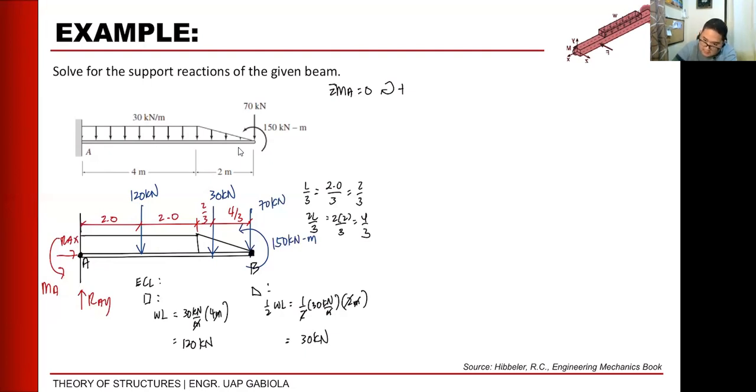So, this will be 120 kilonewton times 2.0 meter plus 30 kilonewton times 4 meters plus yung 2/3 natin. Okay? Plus 70 kilonewtons times yung total natin, 6.0 meters. Then, yung ating moment is counterclockwise, so minus 150 kilonewton meter. Let me move lang this one.